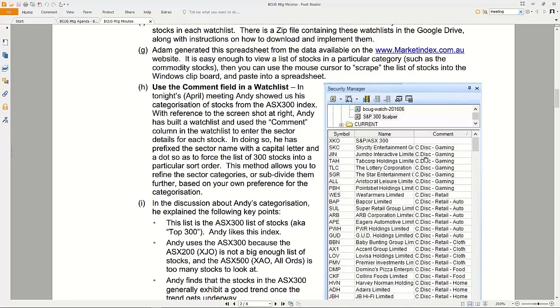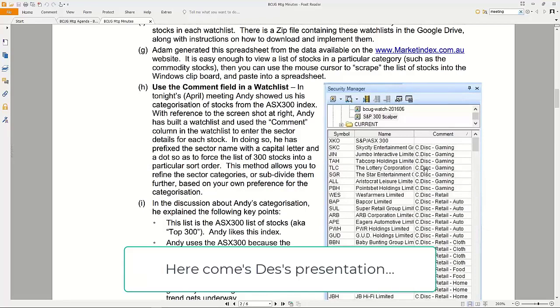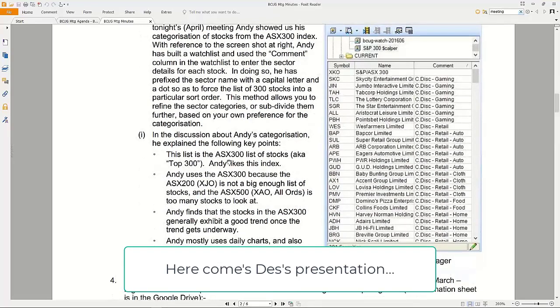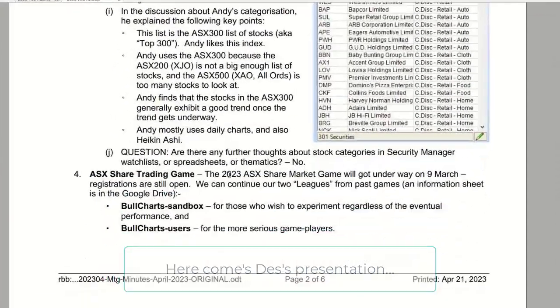So this comment field is the focus of that particular stock. And he's used a prefix in the comment field, an alphabetic letter with a dot to force the sort order of those comments. There are some notes there about why Andy does that and what he does with it.